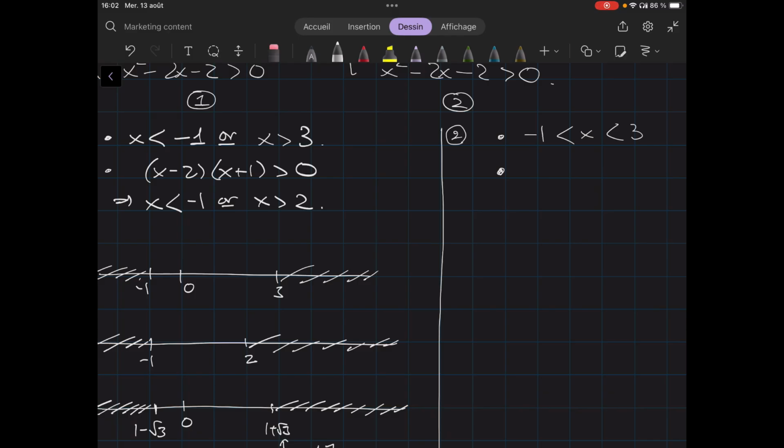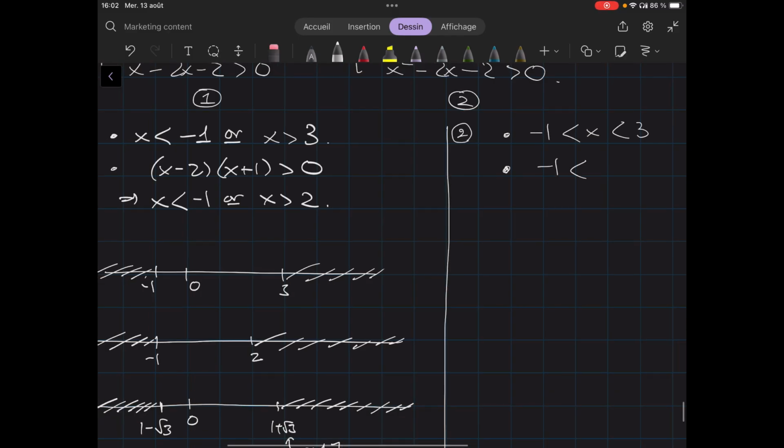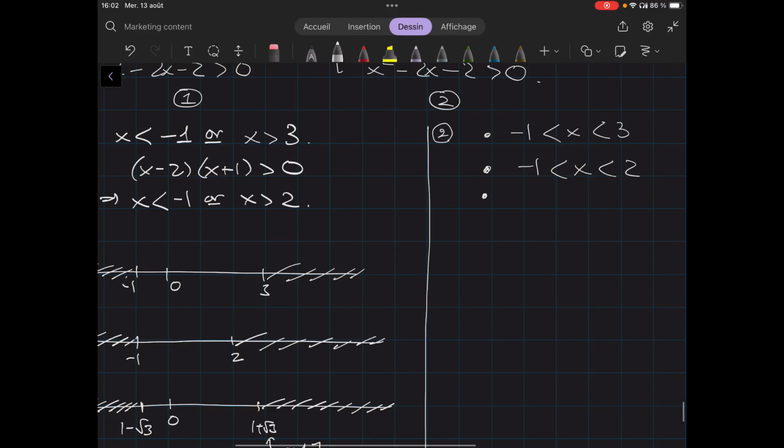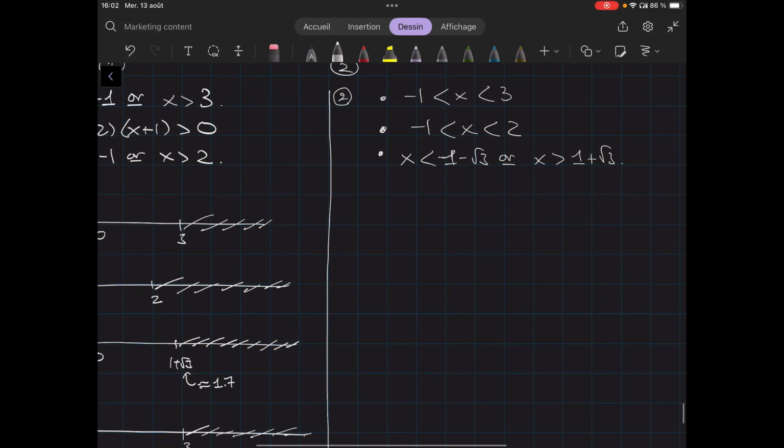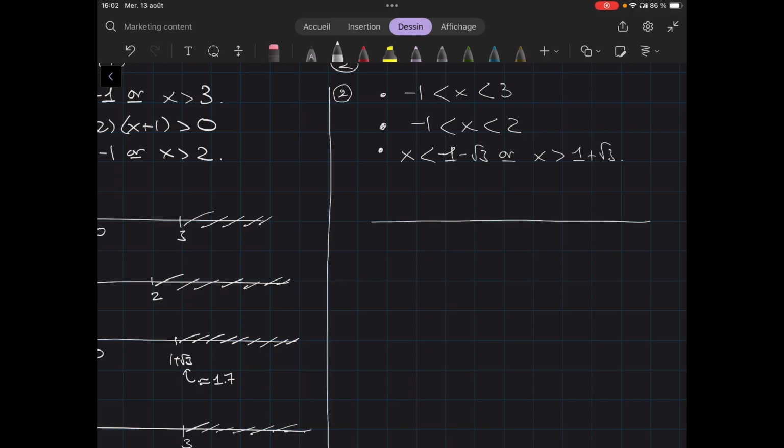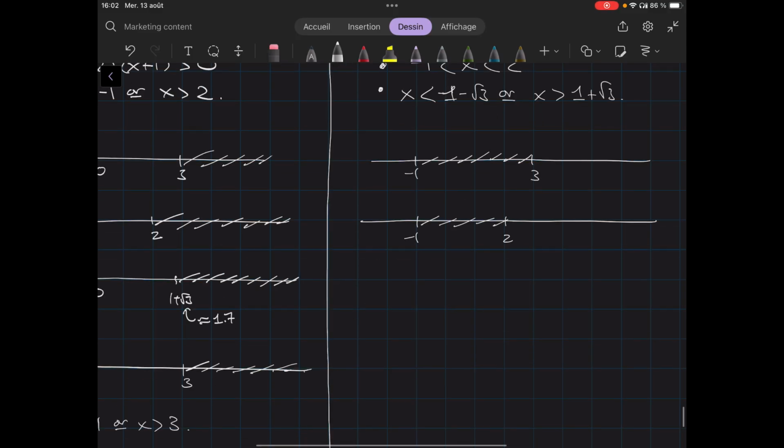For the second inequality, we will get negative 1 less than x less than 2. And for the third part, because the arguments cannot be negative, x is still less than 1 minus root 3, or x is greater than 1 plus root 3. So let's look at the parts that they all have in common. First inequality, you can take the middle part. Second inequality, you can also take the middle part. Third inequality, you have to take the parts on the sides.